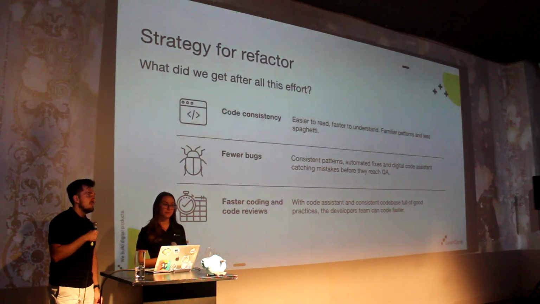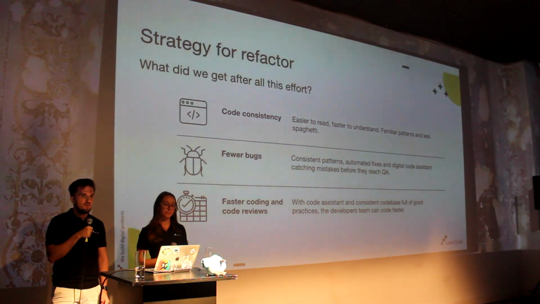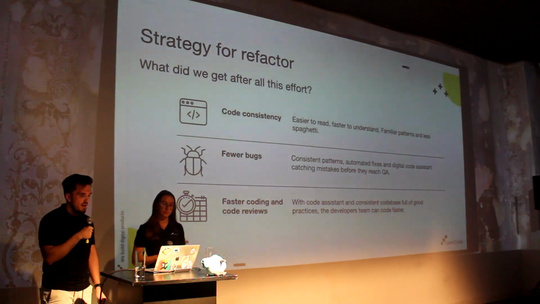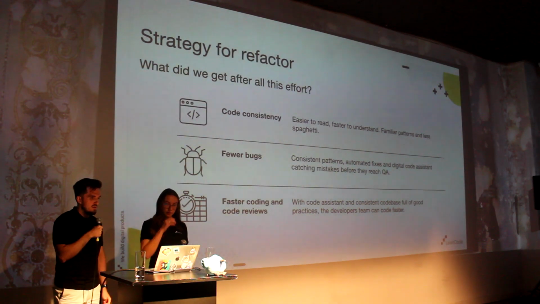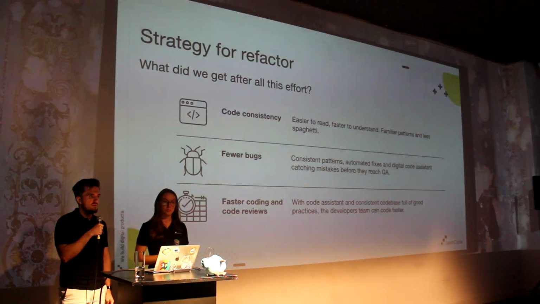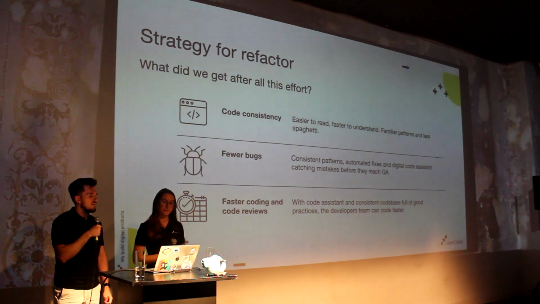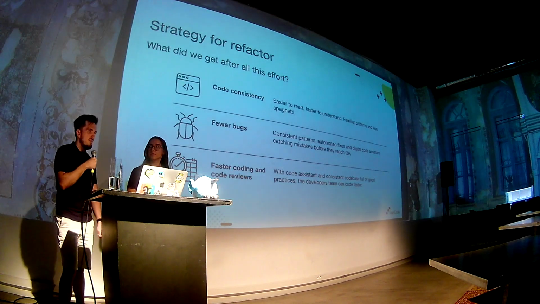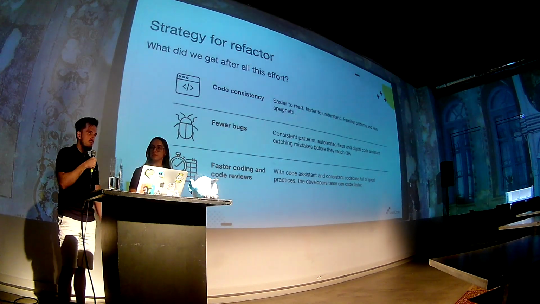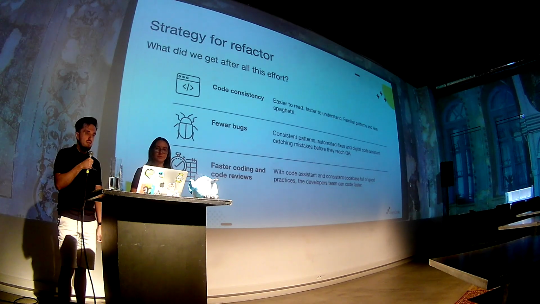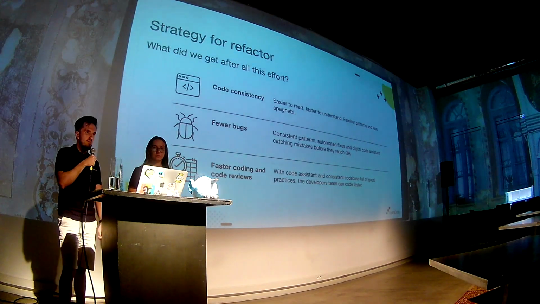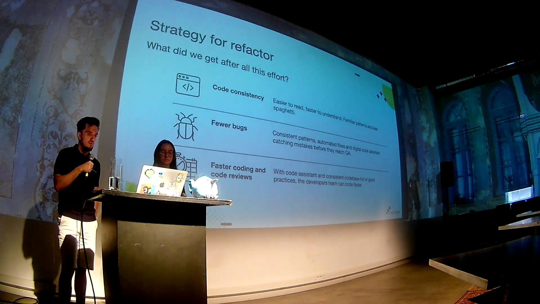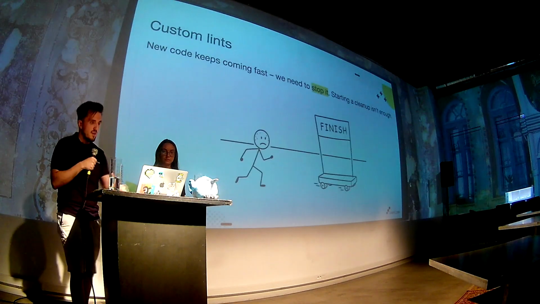In the end, we got the results we hoped for. We achieved code consistency across the entire code base. Future code had fewer bugs, and the developers also reported to us that they can code faster because of the linting code assistance we introduced, and they get fewer negative comments on PR reviews because most of the common issues are already caught by this code assistance.